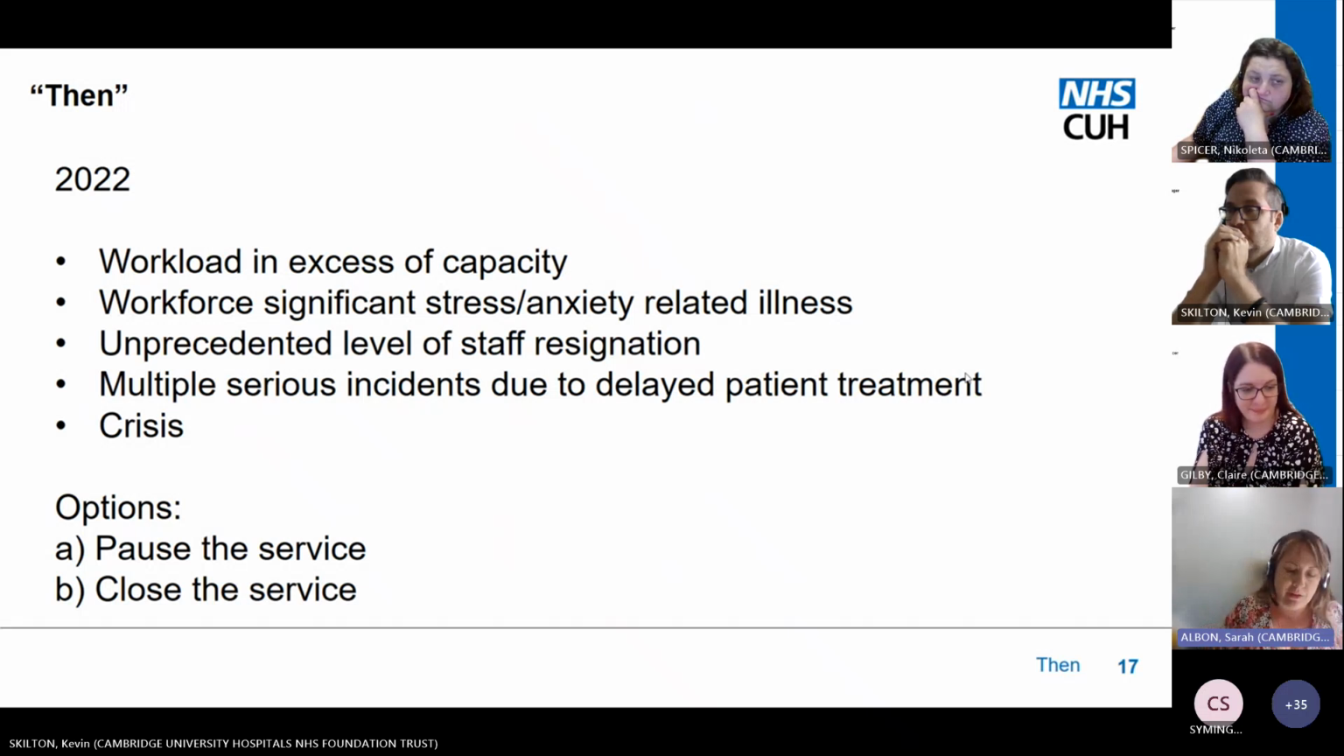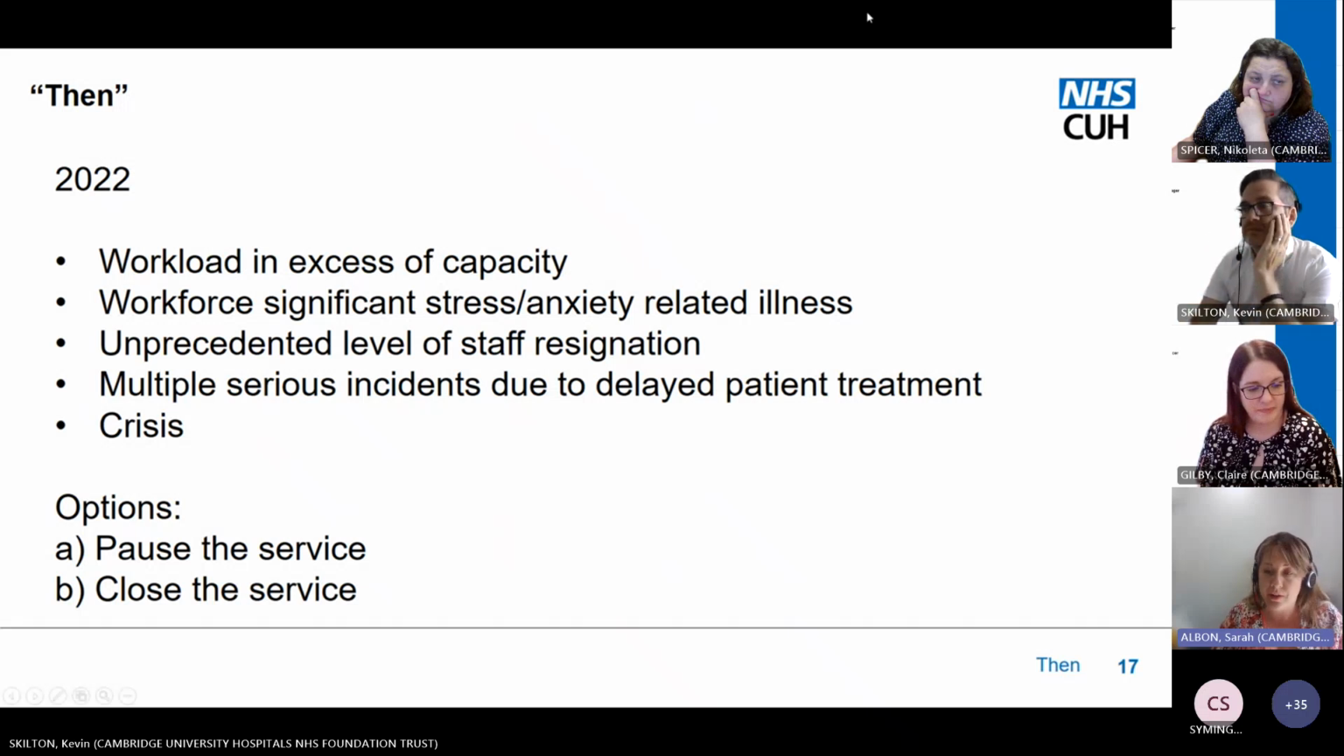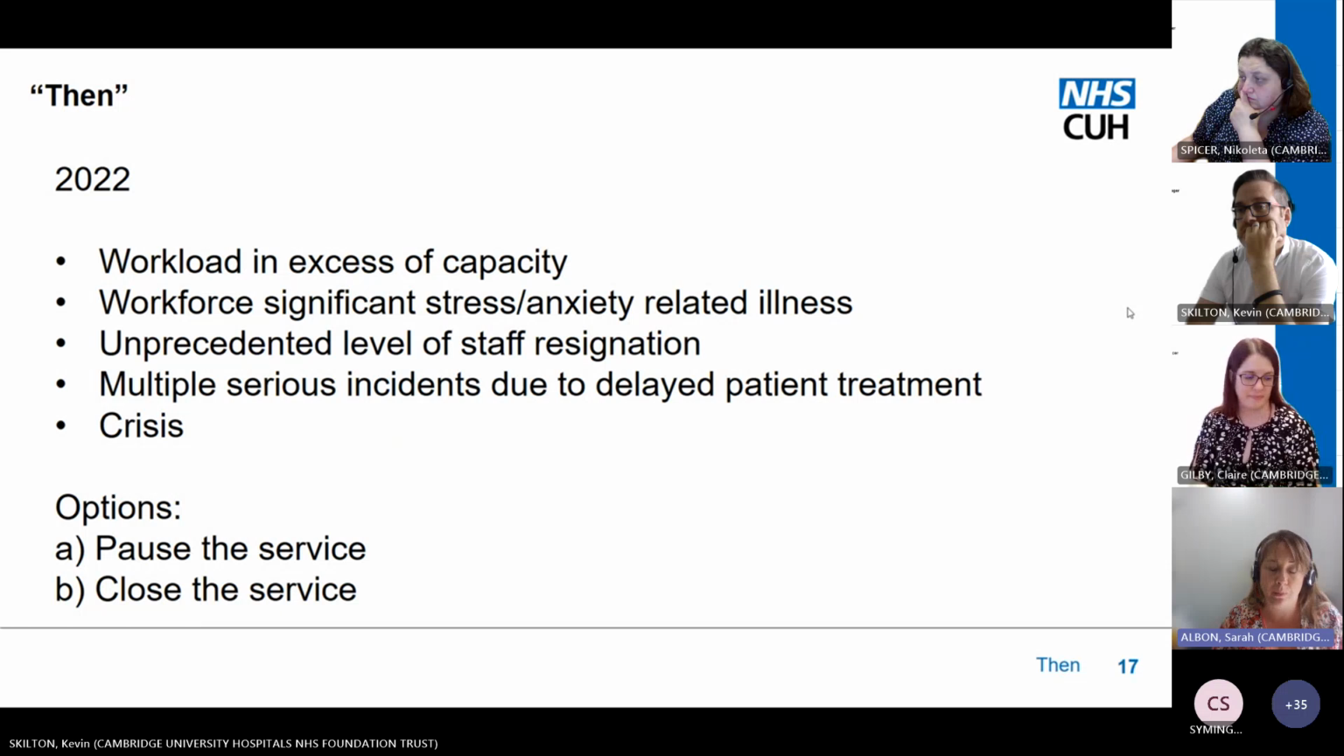The options that the head of program and head of operations faced was essentially option A, to pause the service to enable it to recover. But the second option was to close the service completely and outsource all of the work to do with the program, which potentially may have been a safer option, but we also would have risked losing the service completely and not being able to regain it back.